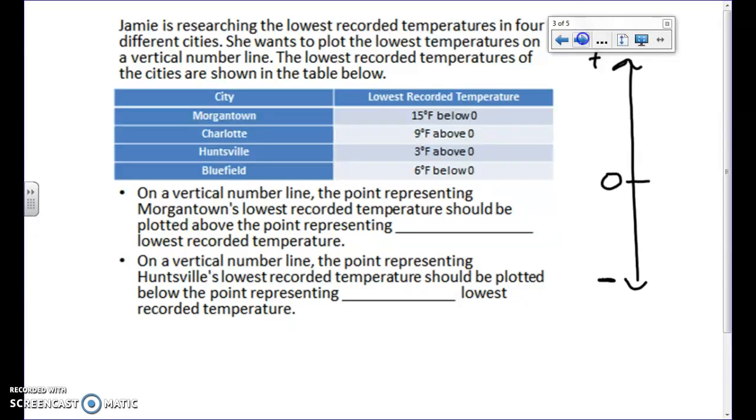It says the lowest recorded temperatures of the cities are shown on the table below. On a vertical number line, the point representing Morgantown's lowest recorded temperature should be plotted above the point representing blank, the lowest recorded temperature. So before we do anything, let's plot these points. We'll make Morgantown the black point, 15 below 0, so I'm going to call him -15 down here. And we'll make Charlotte the red point. He's 9 above, so we'll make him right there. Call that 9. Call him -15. And then we have Huntsville, 3 above.